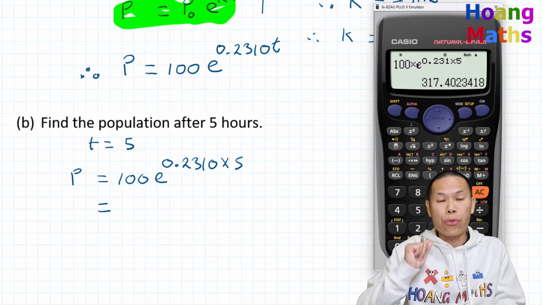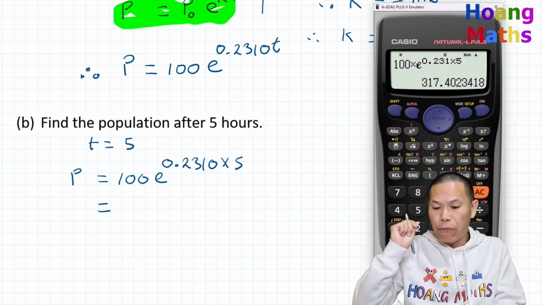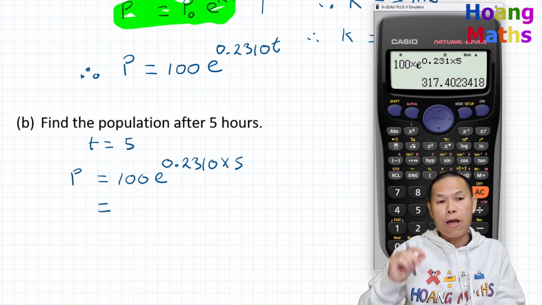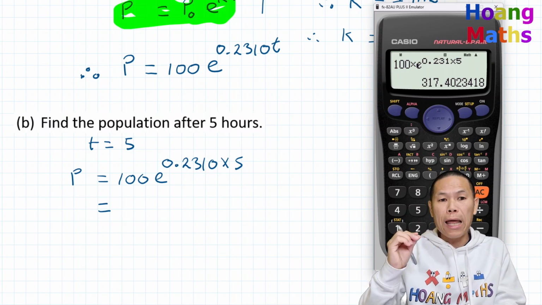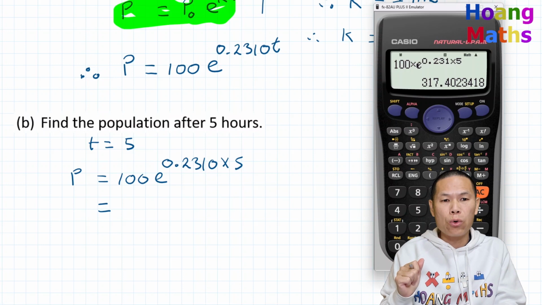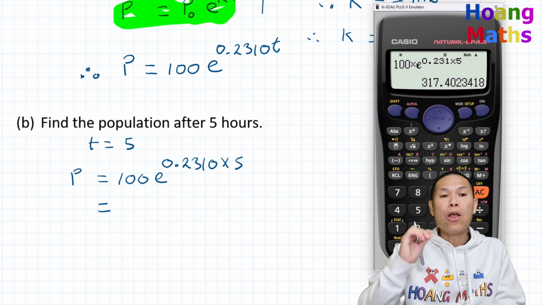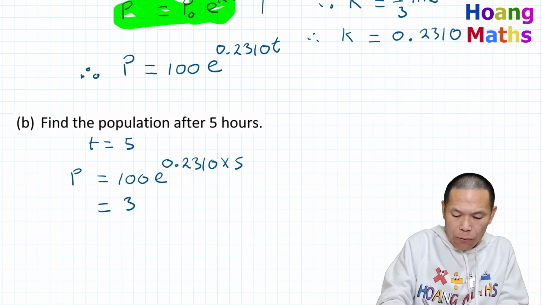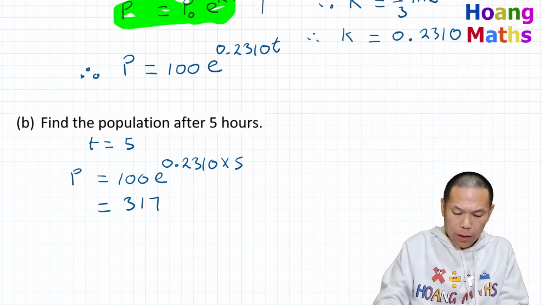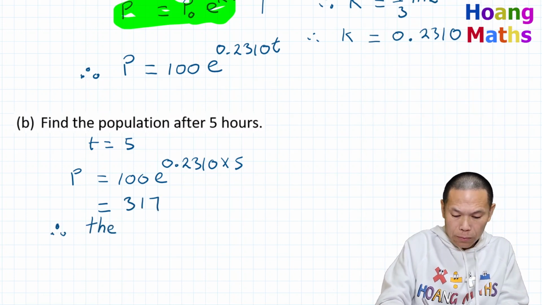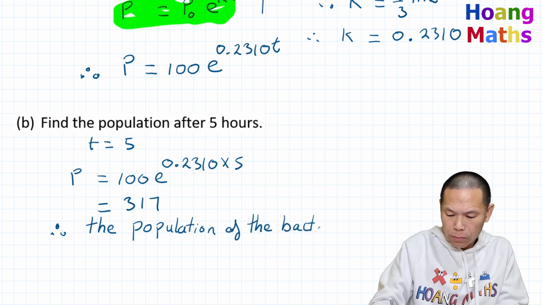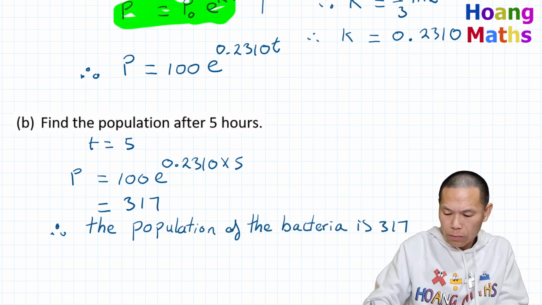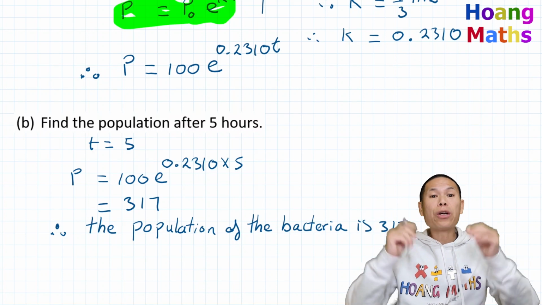So there you go, 317.40 and so on. But we're dealing with populations, so we just round to a whole number. So the answer is 317.